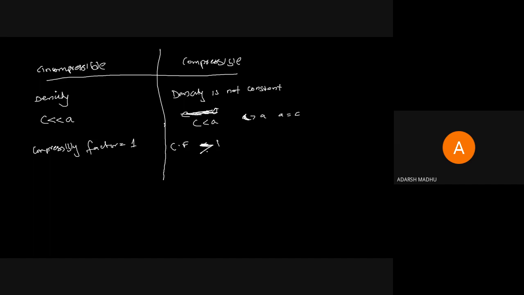These are the three main differences between incompressible and compressible flow. First is density. For incompressible flow, density is constant, but in compressible flow, density is not constant. There are two types of velocity, fluid velocity c and sound velocity a. For incompressible flow, c is very much less than a, but in compressible flow, it can be less than a, greater than a, or equal to a. And for incompressible flow, the compressibility factor is equal to 1. For compressible flow, CF is greater than 1.